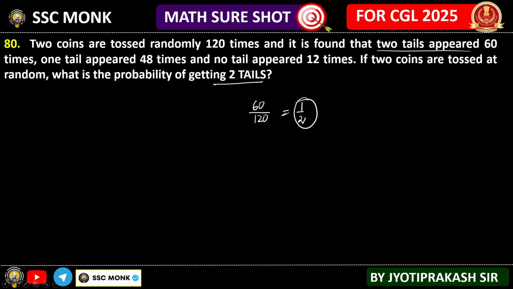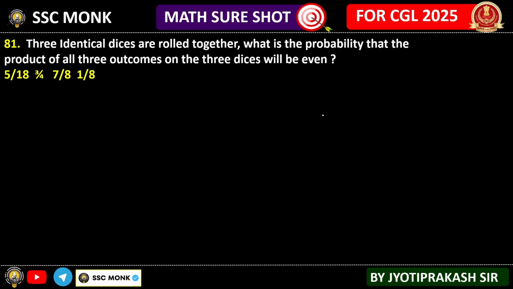Simple as that. Clear? Next, three identical dices are rolled together. What is the probability that the product of all three outcomes on the three dices will be even? Now understand, when three dices are rolled, the total outcomes will be 6 into 6 into 6, that is equal to 216. Clear? Yes. Now if I have to calculate even, the combinations will be multiple. All evens multiplication will get me even. 2 odd, 1 even will get me even. So the probability of odd will be easier for me to calculate.